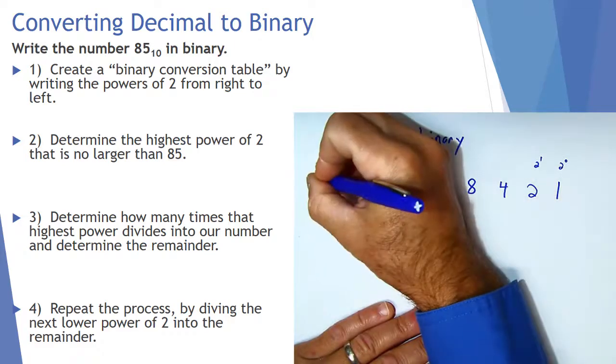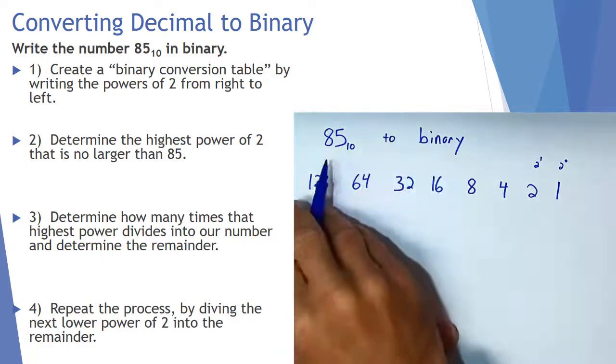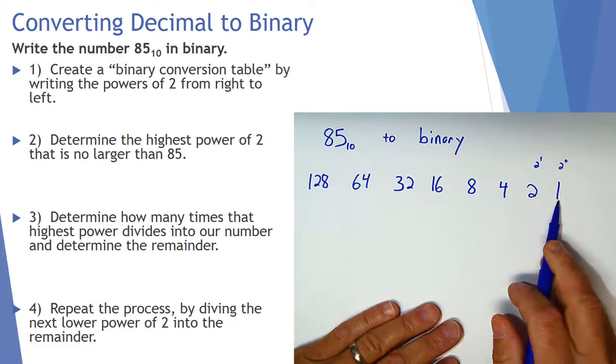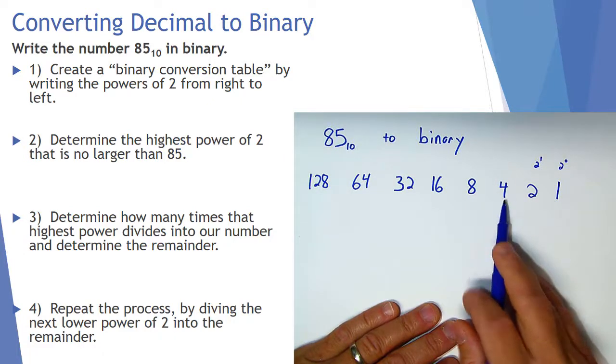2 to the seventh is 128. And once we've gone past the number that we're converting, we can stop. Now, because our last digit here is a 1, that's our 1's place, this is our 2's place, our 4's place, and so on.